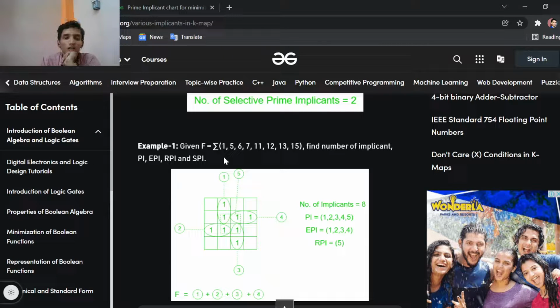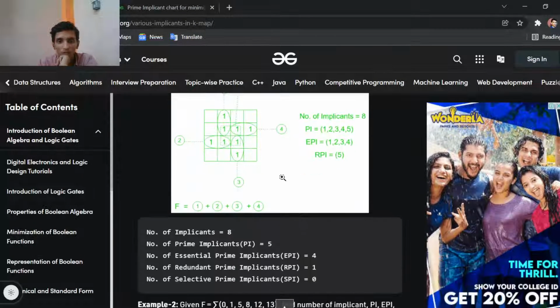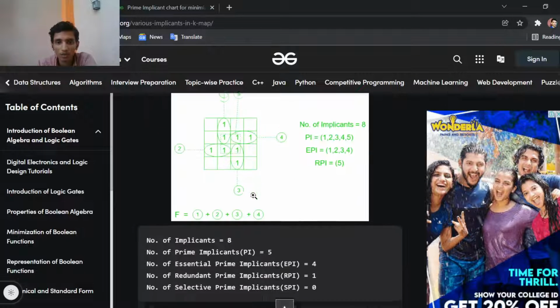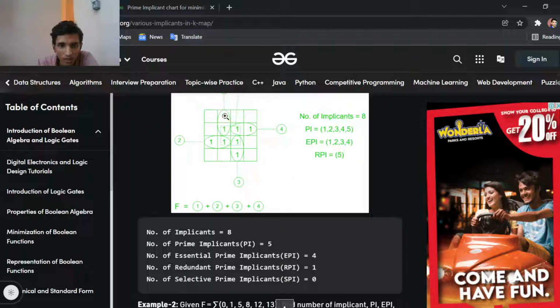We can consider an example where a function f is given. It is in the form of SOP, that is sum of products. Find the number of implicants, PI, EPI, RPI and SPI, that is prime implicants, essential prime implicants, redundant prime implicants, and the last one, selective prime implicants. So here we can see that the total number of implicants are 1, 2, 3, 4, 5, 6, 7, 8. So the total number of implicants is 8.